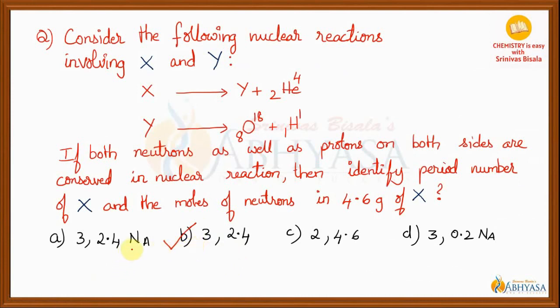And kindly note here, they have given the same value, 2.4 into Avogadro number. Here we need the answer directly in moles, so that is the reason there is no need to multiply again with Avogadro number. So this is our answer, 3 as well as 2.4. The element sodium belongs to the third period because it has 3 shells, and the number of moles of neutrons present in the given 4.6 grams of sodium is 2.4.